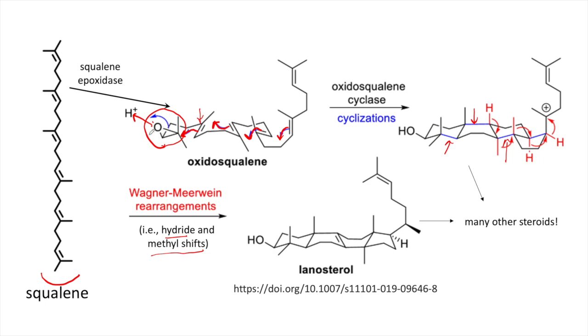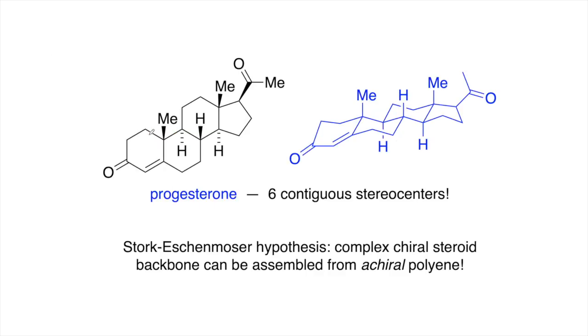So obviously lots of enzymes are involved with this, but there was a hypothesis back in the 60s called the Stork-Eschenmoser hypothesis that we didn't actually need an enzyme to make all these stereocenters, right? So the idea here is that this isn't just a coin flip for each of, let's say, the 6 contiguous stereocenters in progesterone. The hypothesis is that a polyene like squalene is kind of set up to give you this diastereomer specifically, just because of the way the polyene lies.